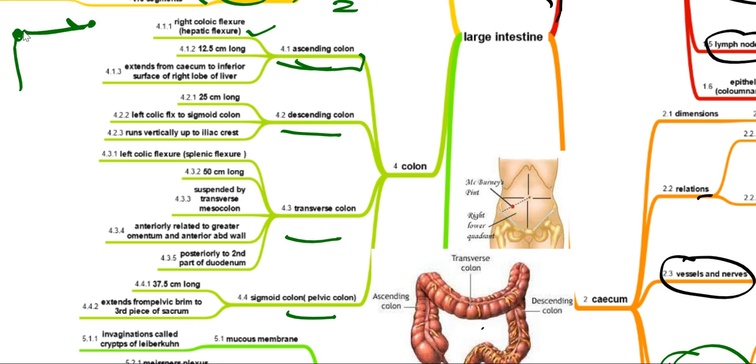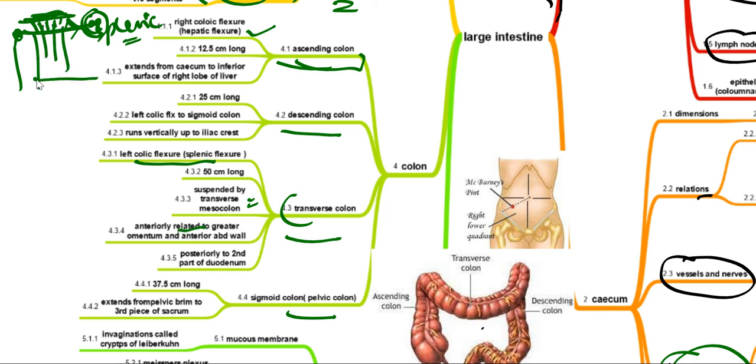Then the transverse colon travels transversely and ends in the left colic flexure, or the splenic flexure. It is suspended by the transverse mesocolon, anterior related to the greater omentum and the anterior abdominal wall, posterior to the second part of the duodenum. The descending colon is 25 centimeter long and extends from the left colic flexure to the sigmoid colon.